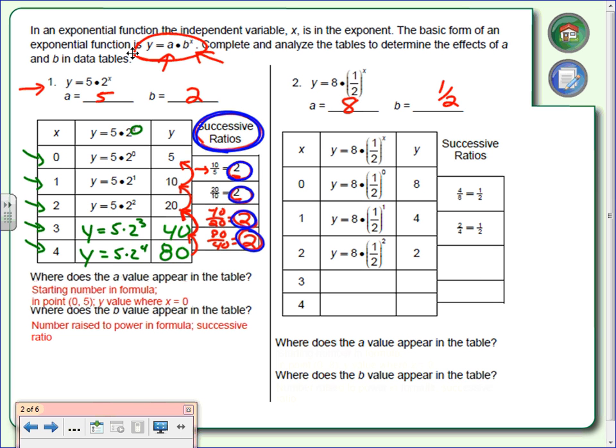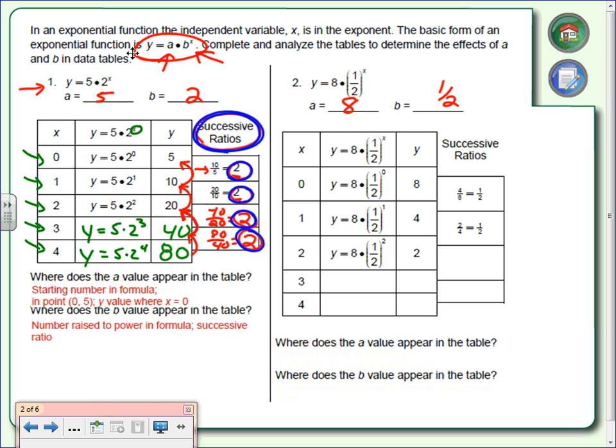Remember I said there were 2 questions I was going to ask you. One of them was, where can I find A? Next to the 0. The other question is, where can I find B? It's the successive ratio. So if I ask you, where's the B? Successive ratio. Remember those 2 things: where am I going to find the A? Next to the 0. Where can I find B? Successive ratio. That's what I'm asking you to remember. That's easy.